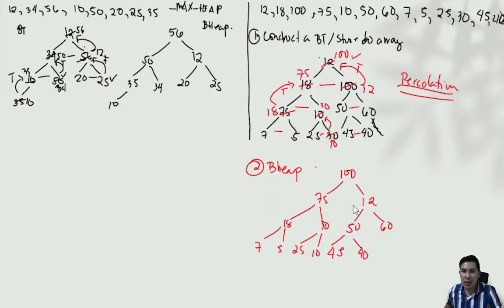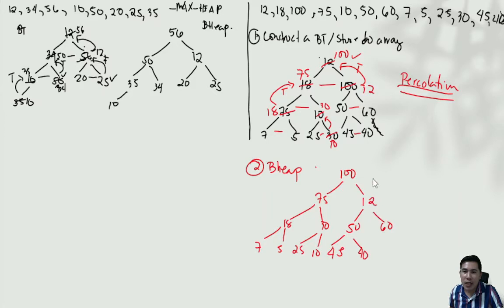So let's check first if it's a complete binary tree. Yes. Okay. Is it a binary heap? Let's see if it follows the heap property order. So we have here 100 is greater than its parent, and 100 is greater than its children. 75 is greater than its children. 12. So you still have here.